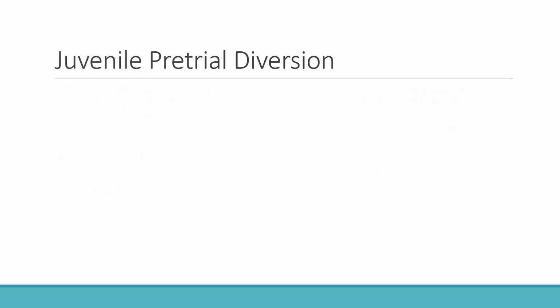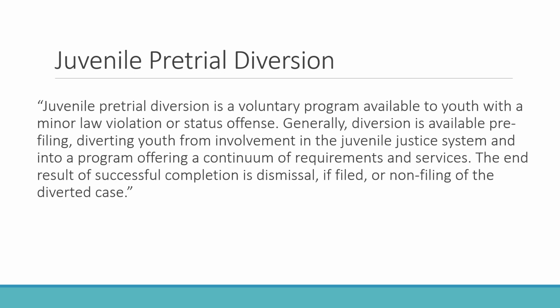Juvenile pretrial diversion. Juvenile pretrial diversion is a voluntary program available to youth with a minor law violation or status offense. Generally, diversion is available pre-filing, diverting youth from involvement in the juvenile justice system and into a program offering a continuum of requirements and services. The end result of successful completion is dismissal, if filed, or non-filing of the diverted case.